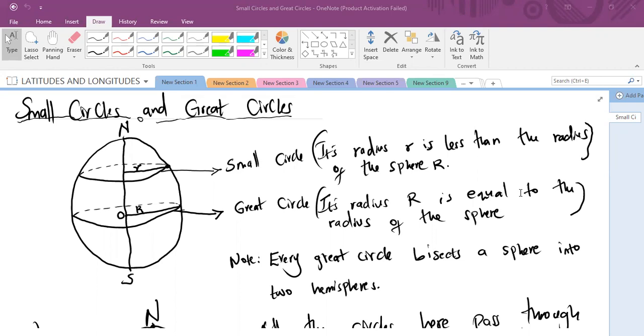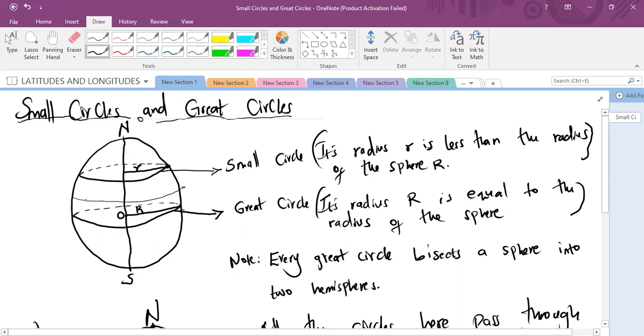And any other circle that is perpendicular to this line NS, let's say if we have this circle and any other circle, we could have another circle over here, we could have another circle over there, having a radius which is smaller than this capital R. That is what we call a small circle. Okay, they have a radius R which is less than the radius of the circle in the center.